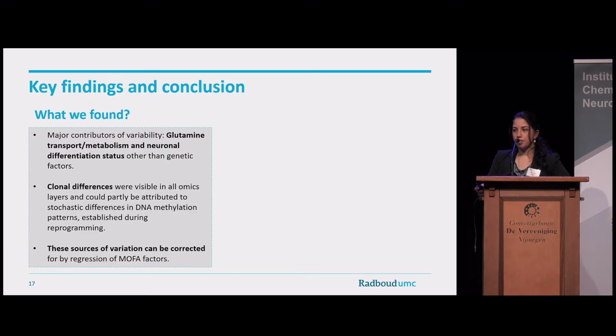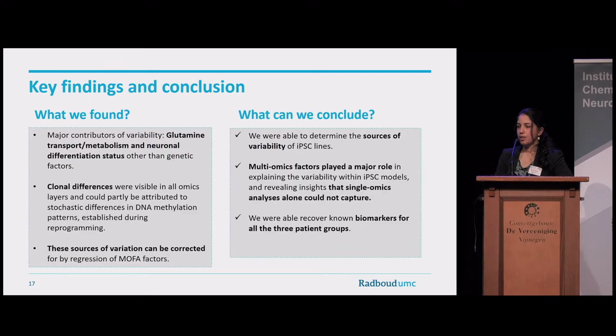What can we conclude from this? We were able to determine the sources of variability present in iPSC lines, at least some sources of variability. Multi-omics played a huge role in this, so possibly with just single omics layers, this would not have been possible. And third, we were also able to recover the known disease markers. As the next step, we still want to analyze the features that remain unannotated but were significant, and we want to see what they mean in terms of the disease groups that we analyzed.